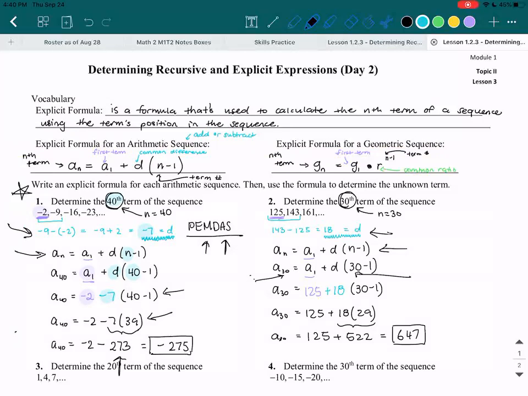Okay, and so a sub 30 is equal to the first term. I took the first term, which is 125, and I replaced the a1, which is the first term, with 125. And then for the letter d, the common difference, we said that was 18, so I put 18 over here. And once again, we still have the 30 minus 1. We calculate that, we get 29. Then according to PEMDAS, remember you must multiply before you add. So I multiplied the 18 and the 29 to get 522. Then you add them together and you get 647.